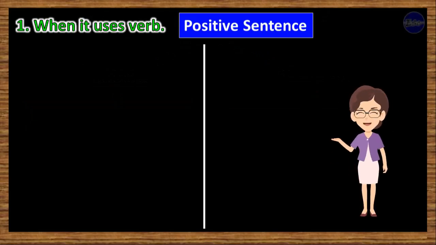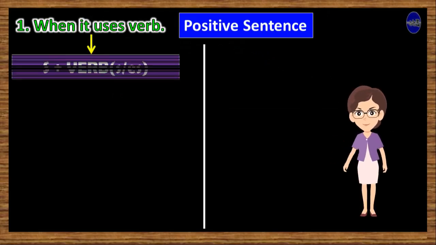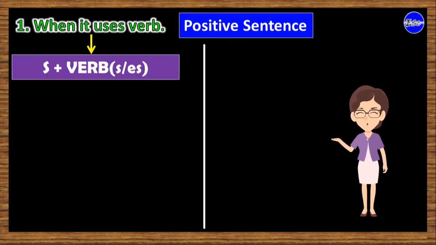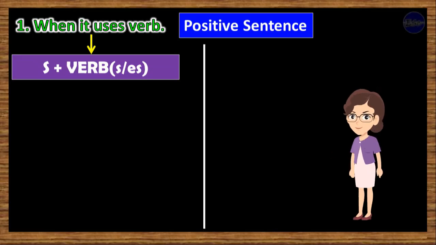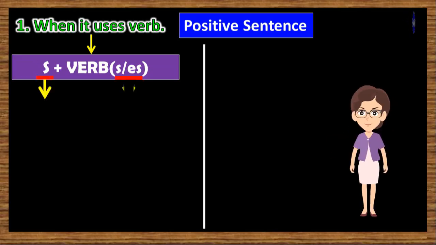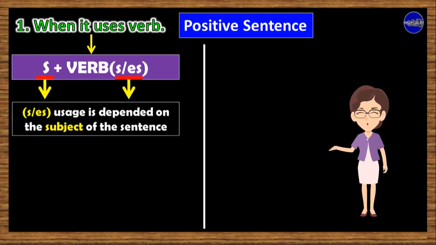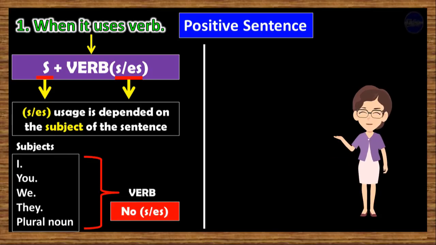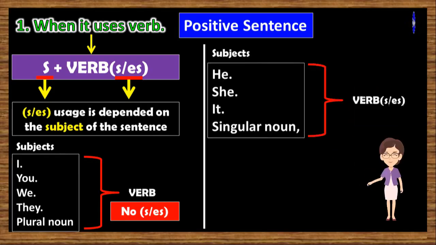1. When it uses a verb. For a positive sentence, the formula is subject plus verb with s or es, as you see in the brackets. The s or es usage depends on the subject of the sentence. Simply, if the subject is one of I, you, we, they, or a plural noun, the verb is without s or es. While if the subject is one of he, she, it, or a singular noun, then the verb must be with s or es. See these examples.